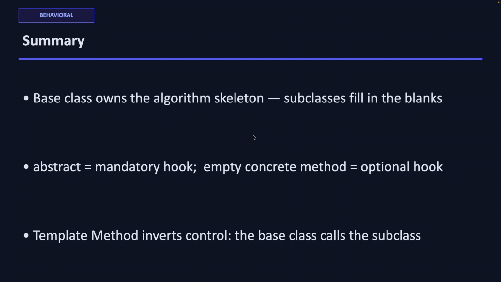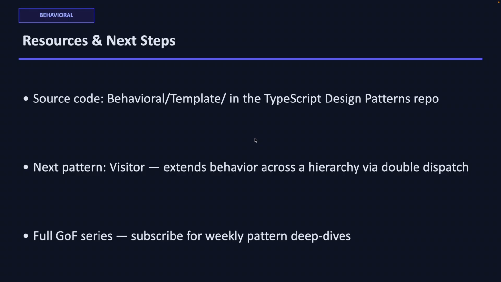The third one is the template method will invert the control. The base class is the one that calls the subclasses. We're not thinking about it as the subclasses calling the base class. So when you see an abstract class with a public orchestrating method and the abstract keywords below it, you're looking at this template method.